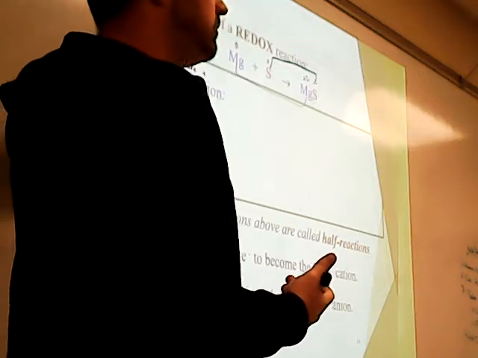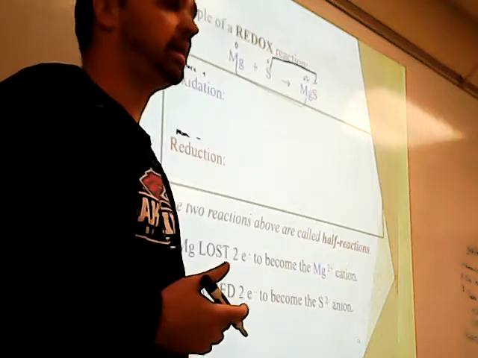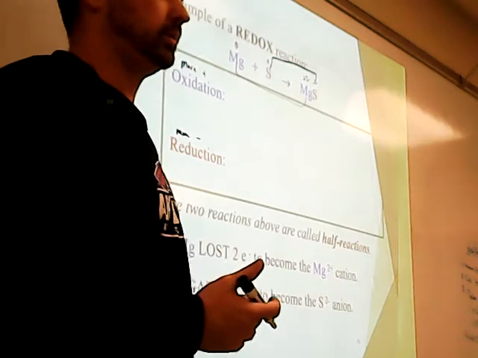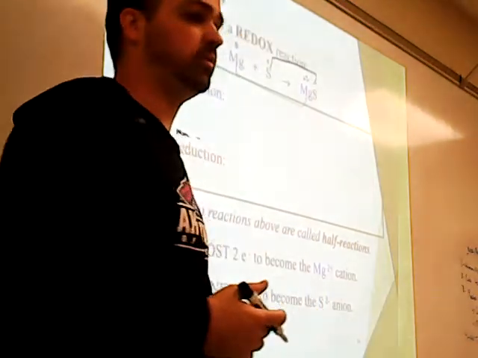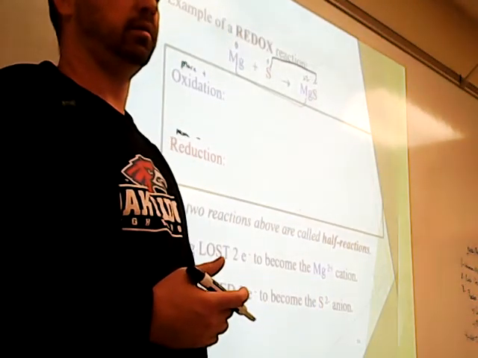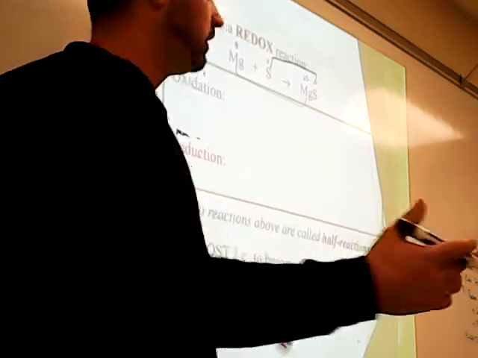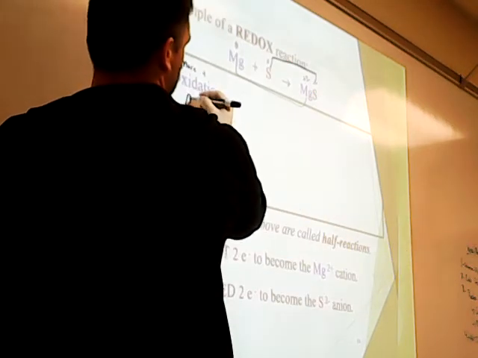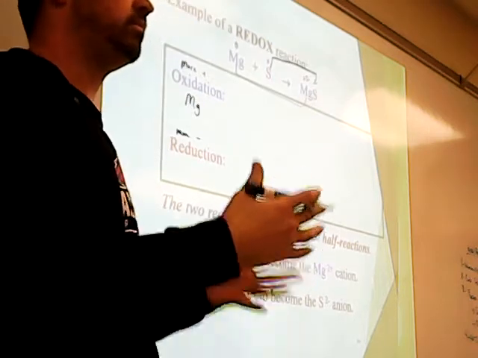So if oxidation is becoming more positive, which element is being oxidized? Magnesium, 0 to +2. Is that becoming more positive or more negative? More positive. So what is being oxidized? Magnesium, because it's becoming more positive.